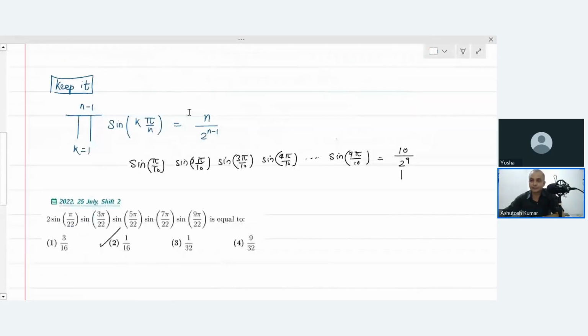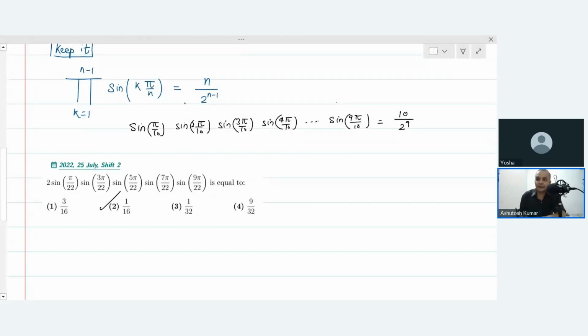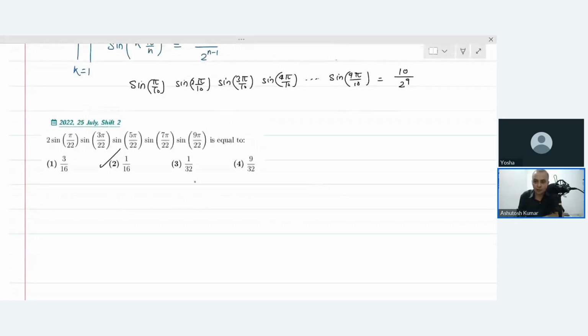And I will show you how many questions are related to that. So let's try to understand whether I can apply this here or not. If you notice, there's something missing. If I have the denominator of pi as 22, the series should end at 21, because the denominator is 22, so the numerator must end at 21. Moreover, I have sine pi by 22, but there is no sine 2 pi by 22. Then also sine 4 pi by 22, and sine 6 pi by 22, and 8 pi by 22. It means we are missing all the even terms.